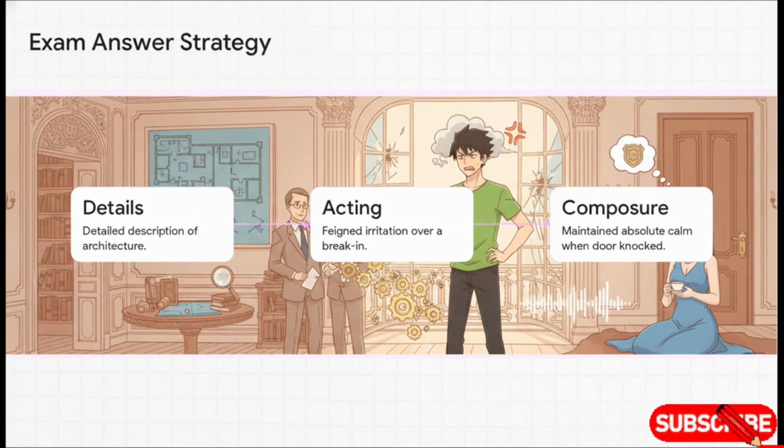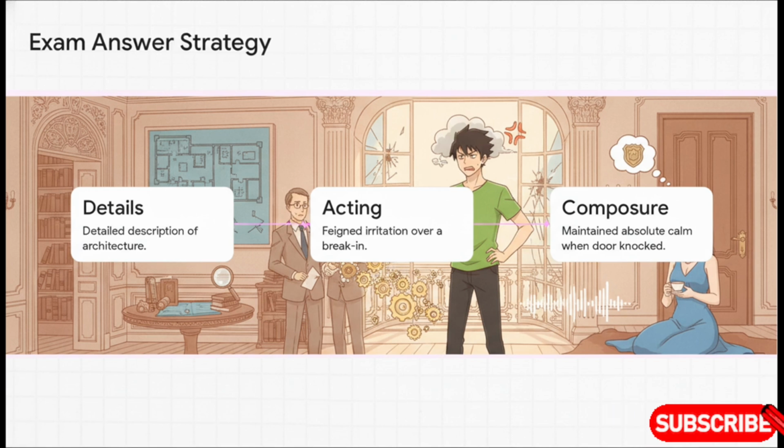When you write your answer, you'll want to structure it around these 3 key steps. Step 1, Ausable provided a highly detailed, logical description of the apartment's architectural history. Remember, details make a lie believable. Step 2, he feigned extreme, realistic irritation over a fake prior break-in. He didn't act scared of Max, he acted annoyed by the hotel.